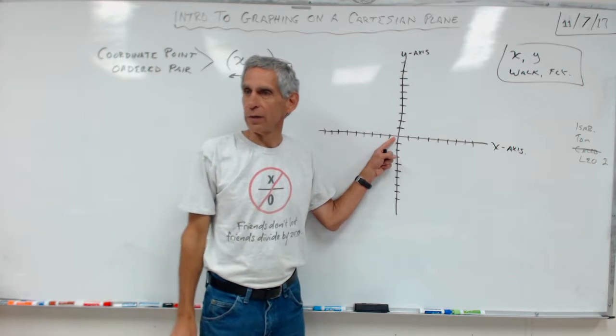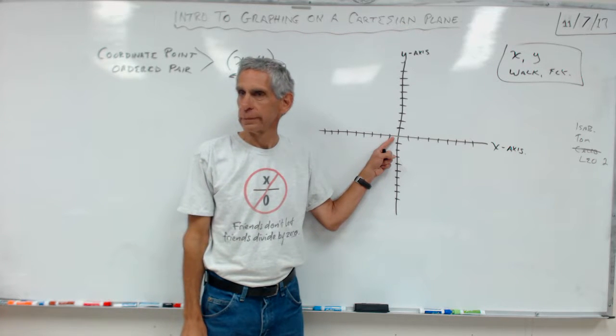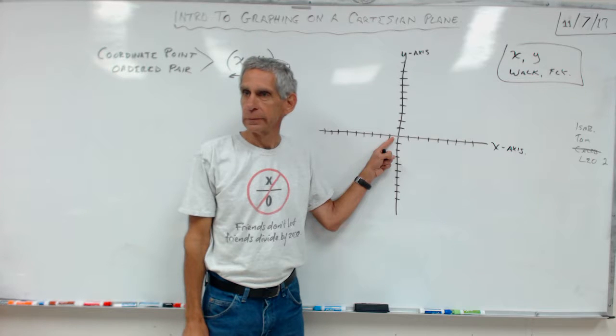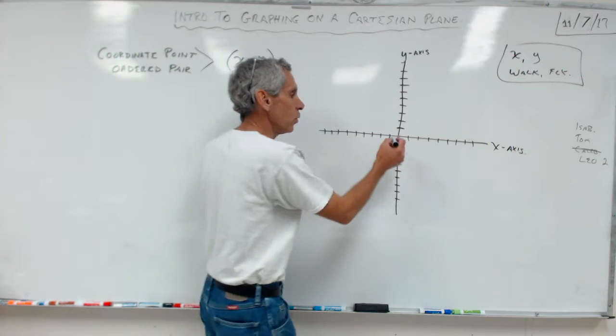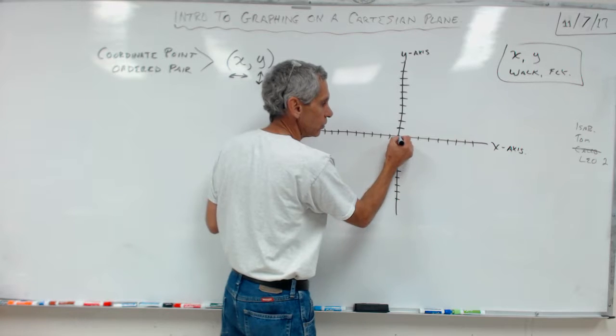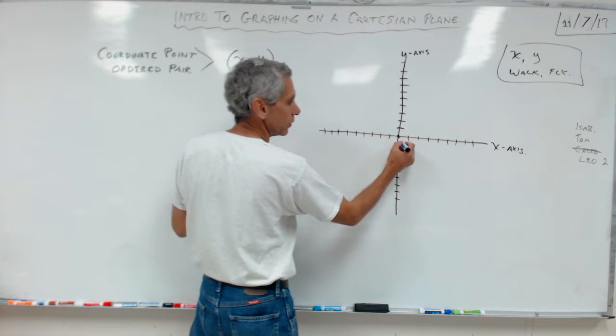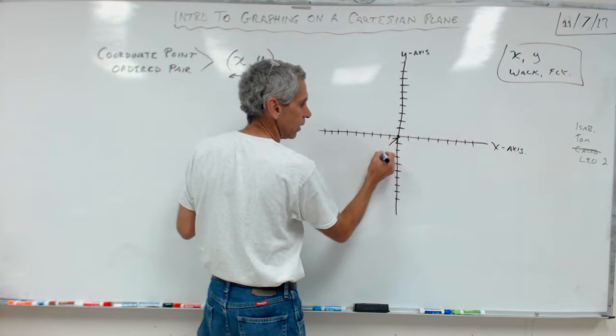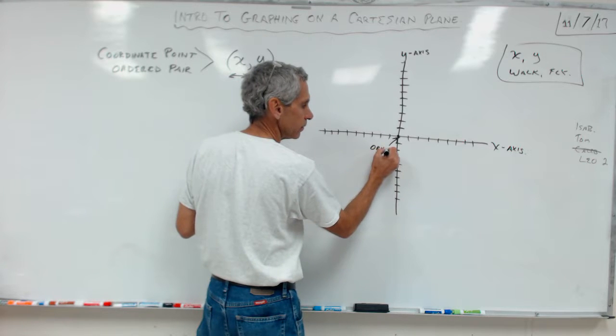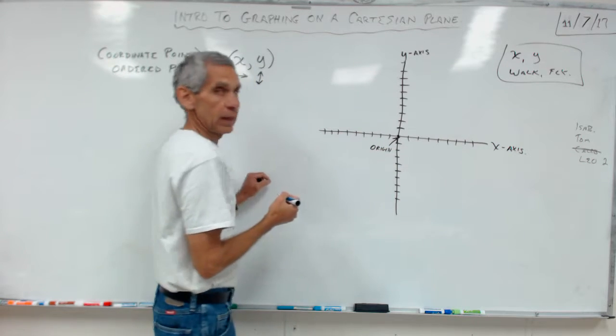What is this point called? Zero, zero. The origin point. It's called the origin. Right there at 0, 0, that is called the origin. Starting there is the birthplace, the origin.